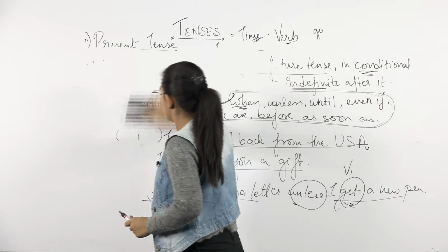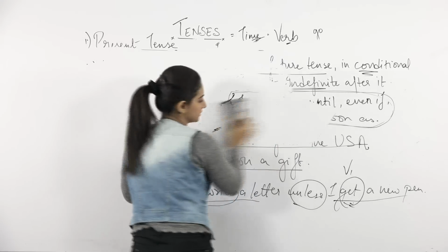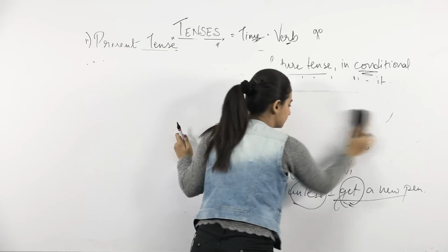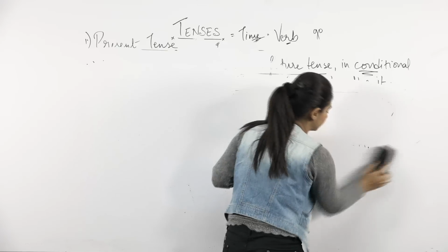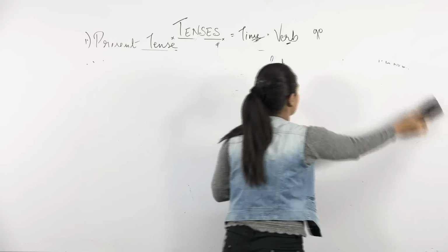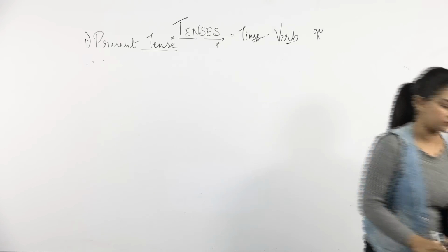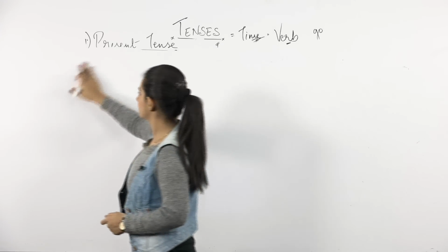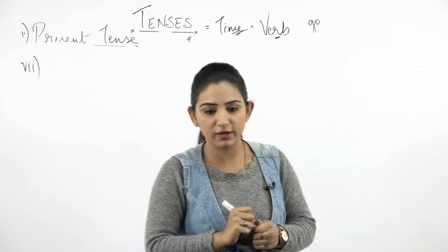Now I want you to answer, can we use two future tense in a sentence? क्या हम एक ही sentence में दो future tense use कर सकते हैं? Quickly. एक ही sentence में क्या दो future tenses का use किया जा सकता है? Can they be used? Quickly. I want you to answer this sentence. Okay.